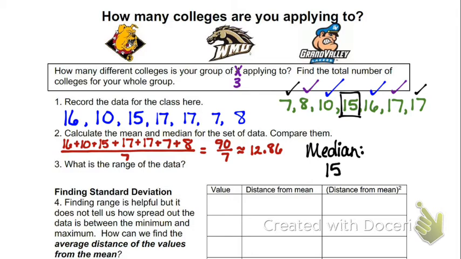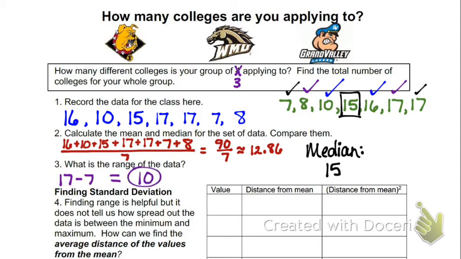Mean and median aren't super close together here, are they? No. Interesting. Okay. What is the range of the data? 10. Absolutely. Because I've got 17 minus 7, so the range is 10.